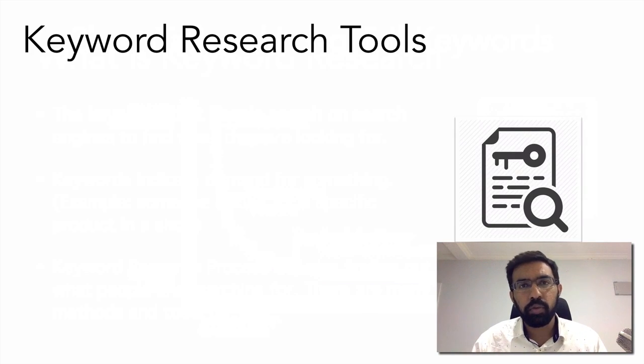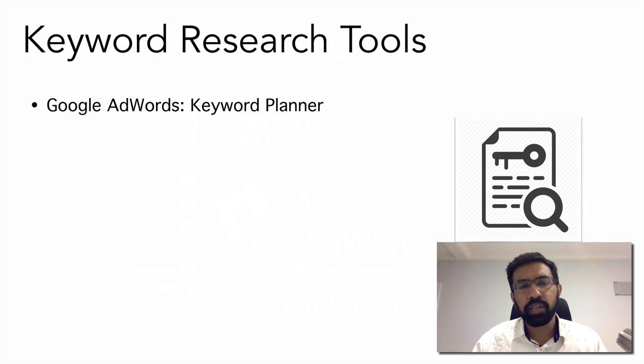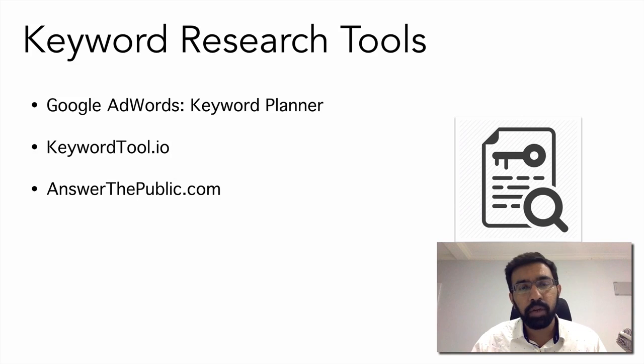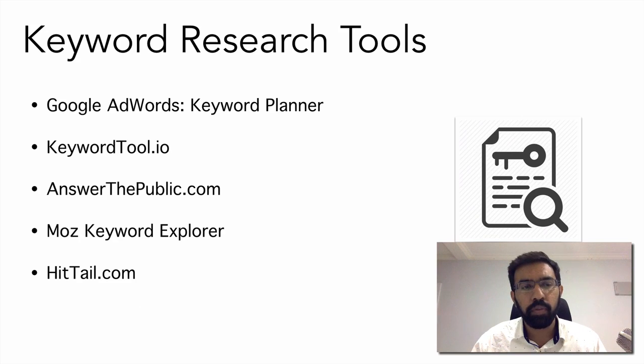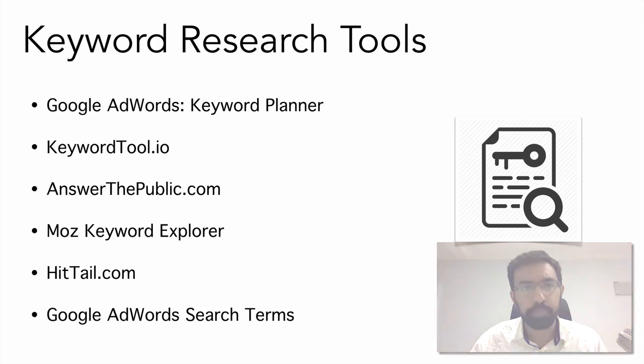So let's look at some of the different keyword research tools that are available in the market. We have Google AdWords Keyword Planner, which we discussed in the previous lesson. We have keywordtool.io, one of my favorite tools. It is a premium tool, but it really gives a lot of good suggestions. They fetch data based on Google Suggest. Answerthepublic.com is something new that I have come across recently, and it's a very good tool for keyword research. Moz Keyword Explorer, hittail.com, and Google AdWords search terms. So all these keyword research tools, we will go one by one and see how they exactly work.